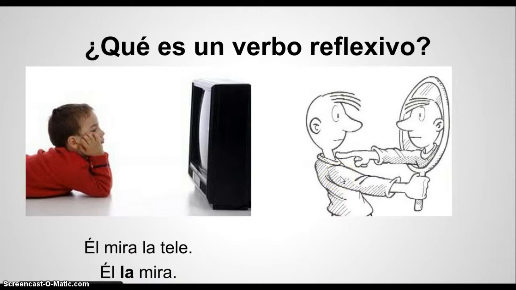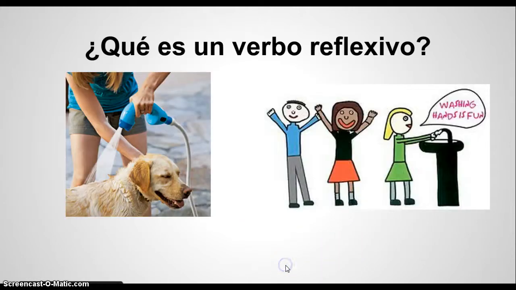So if we look at the right hand side, él se mira en el espejo. He is looking at himself in the mirror. So he is receiving the action of the verb, or he is being verbed, he is being watched. And by whom? By himself. So in this way, the reflexive pronoun reflects the action back onto the doer of the action.